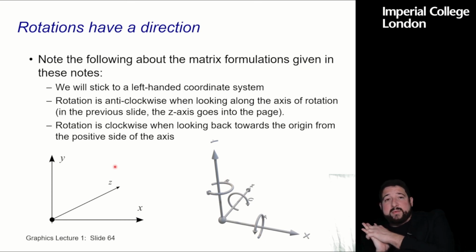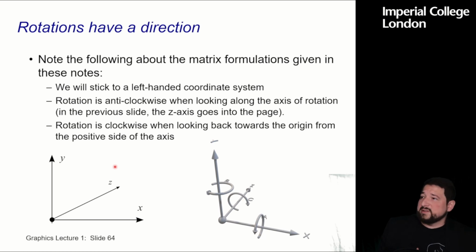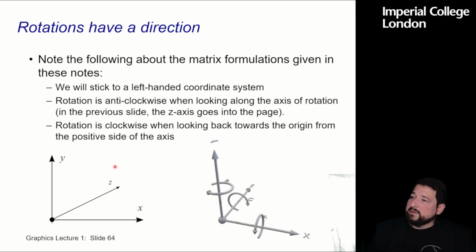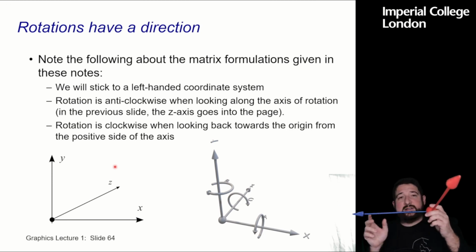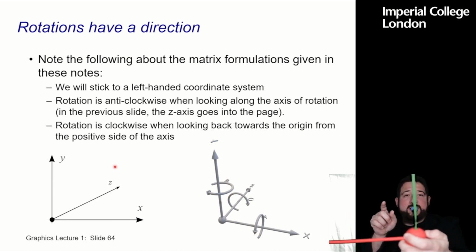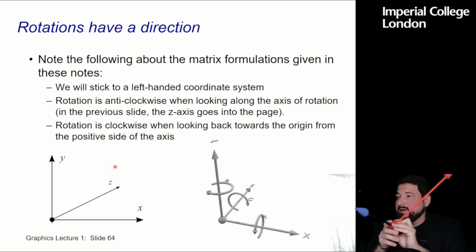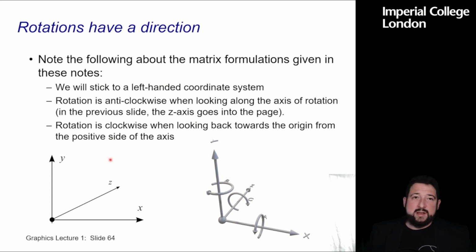Okay, so most of the time we'll stick to the left-hand coordinate system. Rotation we do anti-clockwise when looking along the axis of rotation. So if we look along this rotation, then we rotate that way. Rotation is clockwise when looking back towards the origin from the positive side of the axis. So if I look down now, then for me it's becoming clockwise, right? We're going like this. And if you look down here, then you're going like this. So it depends on how we look from the origin along this axis. So you see, this is probably not quite trivial if you do that manually.